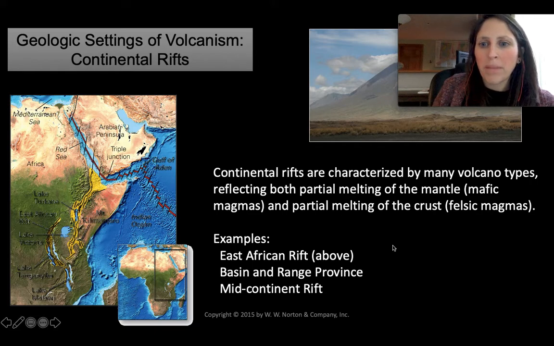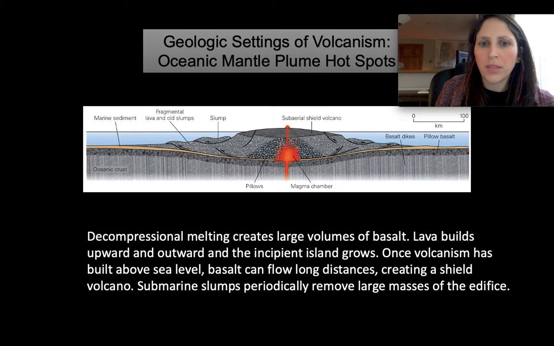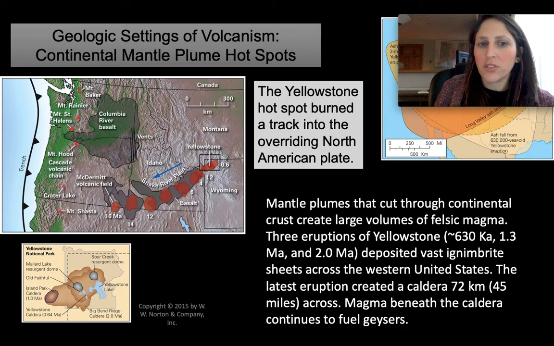Okay, so you'll also get a lot of mafic material, but you'll also get some partial melting of the crust too, right? Because you're melting some felsic magma. Then you'll get hot spots, right? So again, Hawaii versus Yellowstone. Okay, so I'll let you all read that.